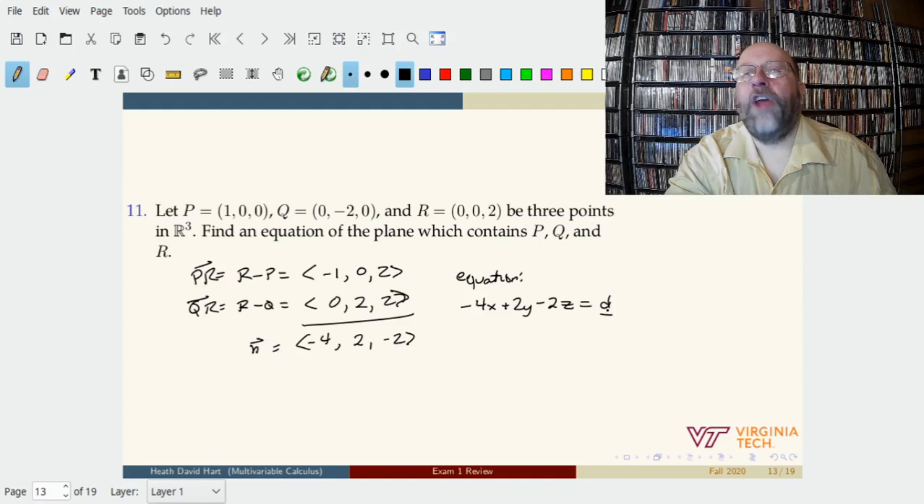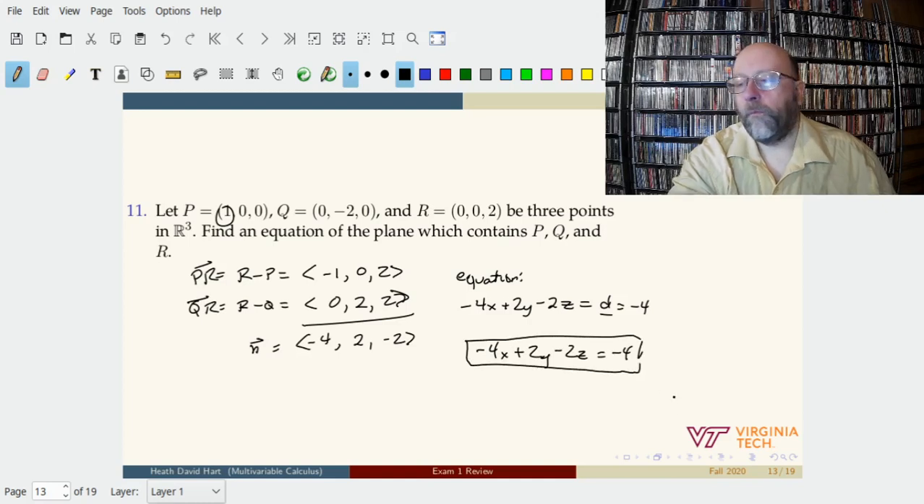And we can check to make sure our work is correct because all three of these points should produce the same constant. When I plug in P, I get -4 times 1 minus 2 times 0 minus 2 times 0, so that's -4. When I plug in Q, I get 0 plus -4 plus 0, and that's -4. When I plug in R, I get 0 plus 0 minus 4, and that's also -4. And so our answer is -4x plus 2y minus 2z equals -4. Okay?